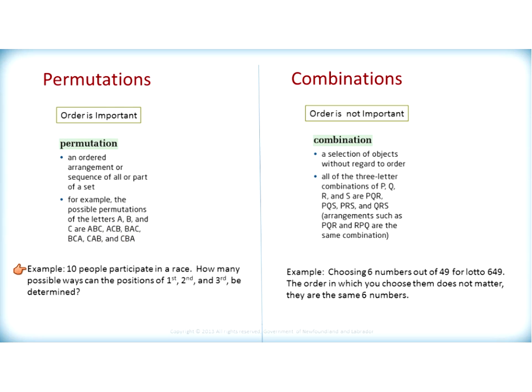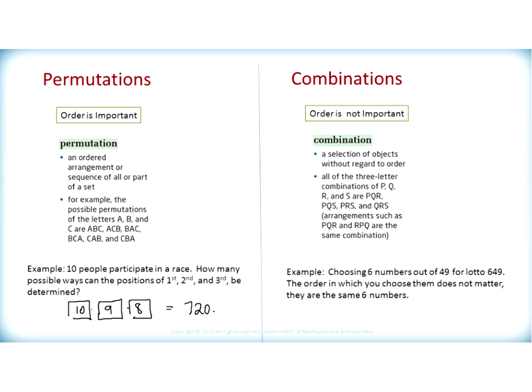Here's an example of a permutation. 10 people participate in a race. How many possible ways can the positions of first, second, and third be determined? If you think about it, how many choices can we possibly have for the first place position? You should agree that there are 10 possible choices. For the second place position, there are now 9 possible choices, and for the third place position, there are now 8 possible choices. So the answer is simply the product of these three numbers, which is 10 times 9 times 8, and we get an answer of 720.